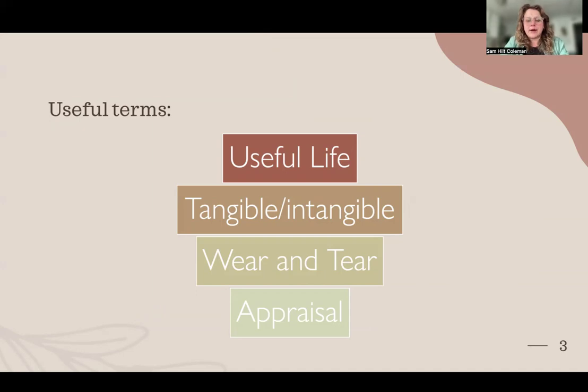Next is wear and tear. When we get a physical asset, it's expected that over time with normal use and normal maintenance, it is going to deteriorate and lose some value. And that's why depreciation is so important, because we know that's going to happen and we can account for it.